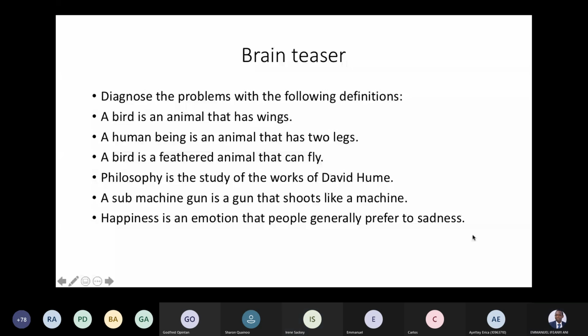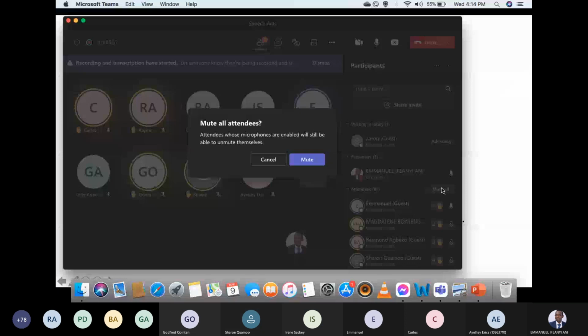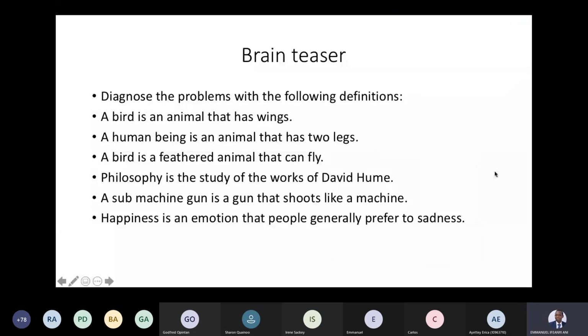Let me move it. Okay, a submachine gun is a gun that shoots like a machine. A gun that shoots like a machine is a submachine gun. Any problem?